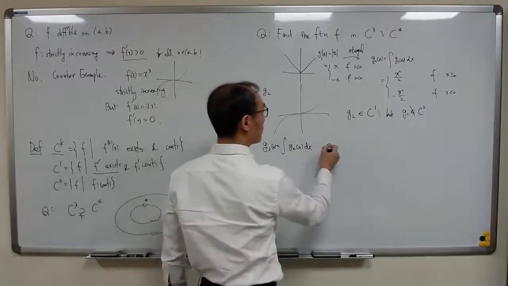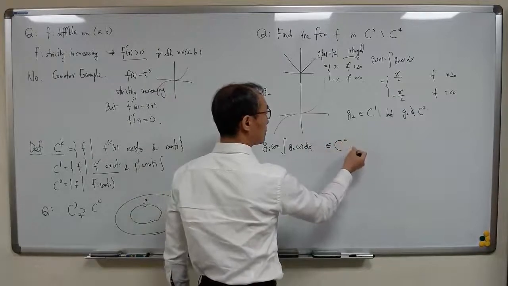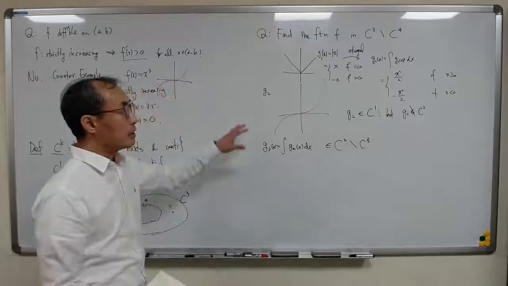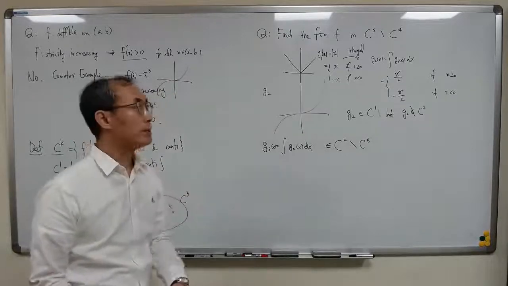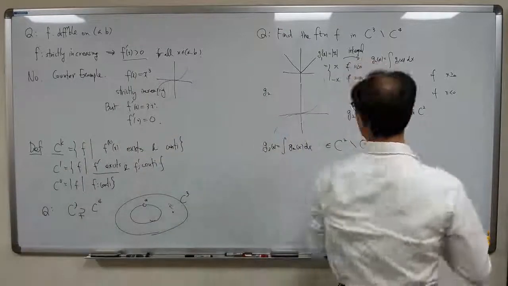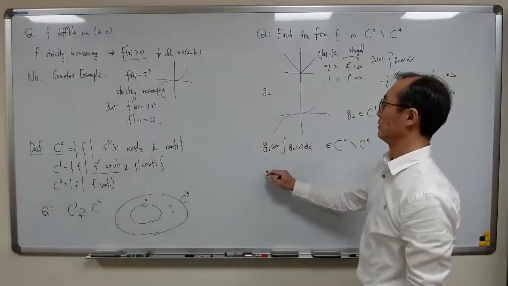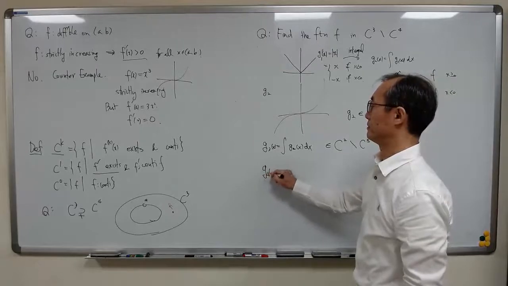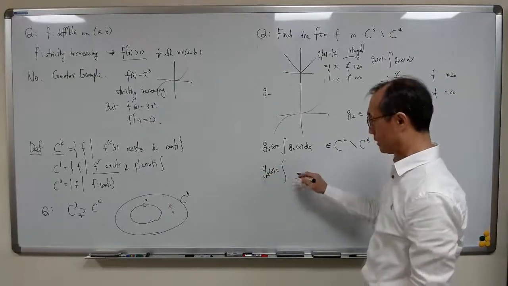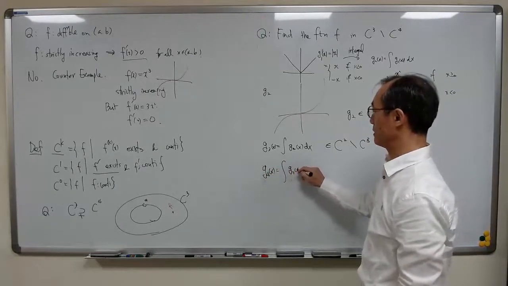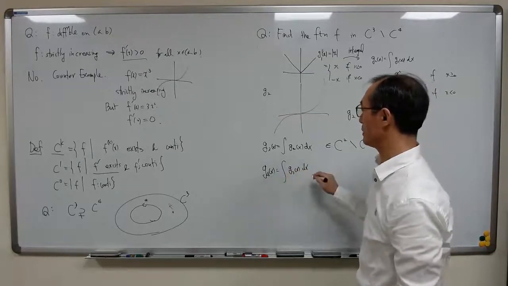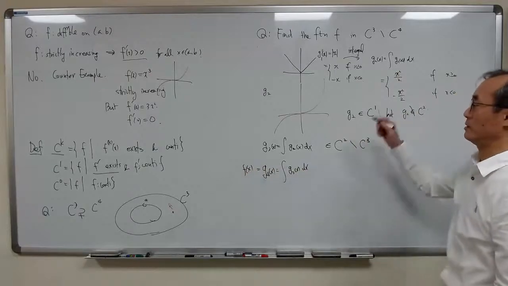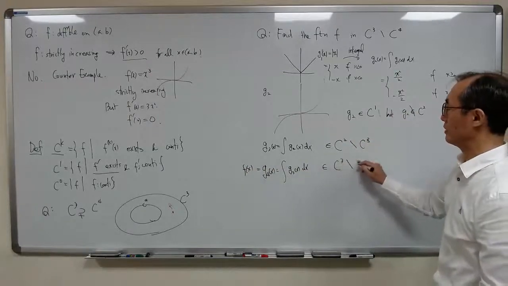Now J3 belongs to C2, but not in C3. Similarly, by taking the successive integration, you can easily find the function f like this. F4, G4 of x is another integral of G3 of x dx. Then this function is the function that we're going to find, f of x, that belongs to C3, but not in C4.